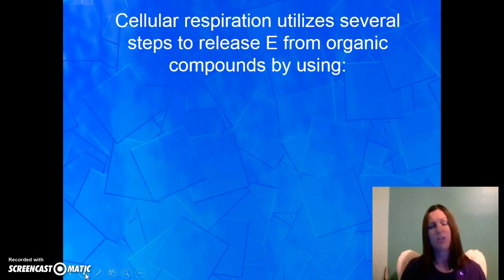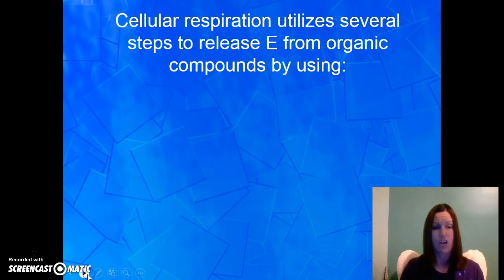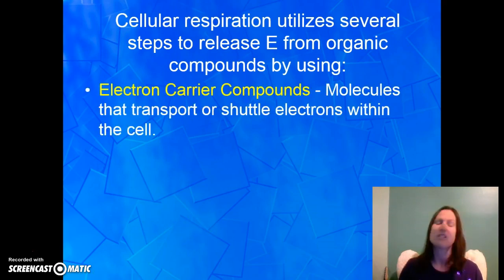Now, cellular respiration utilizes several steps to release energy from organic compounds. So I'm going to flip right back quick. When you learn this reaction, because I know I showed this reaction to my 7th graders, we never talked about what happened from here to here. Well, that's what we're going to talk about. And many of you have already done this in biology or honors biology, but we're going to look at what happens there. You should know that this is not one big kaboom. It's a series of steps. And those series of steps are accomplished by an electron carrier compound. Now, these are molecules that transport or shuttle electrons within the cell.